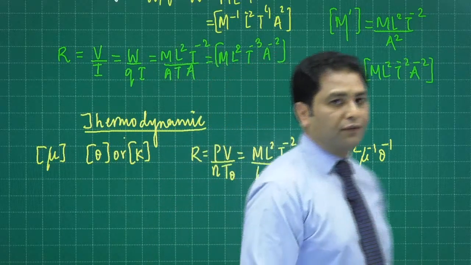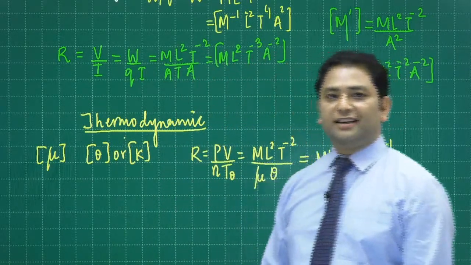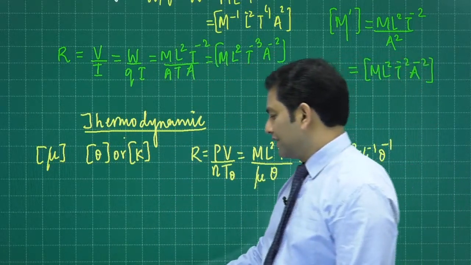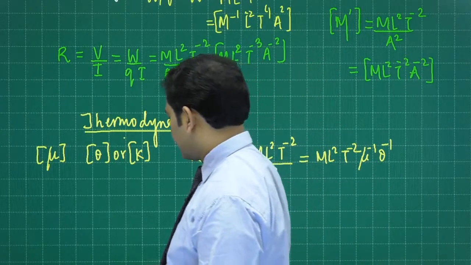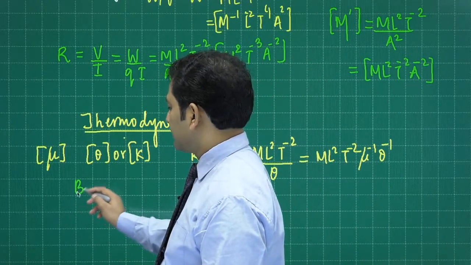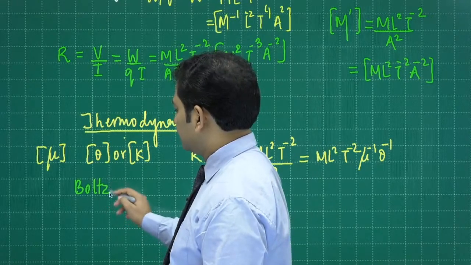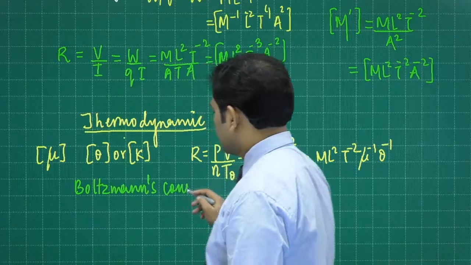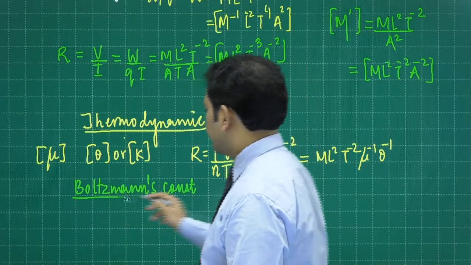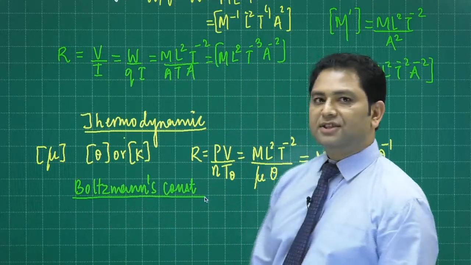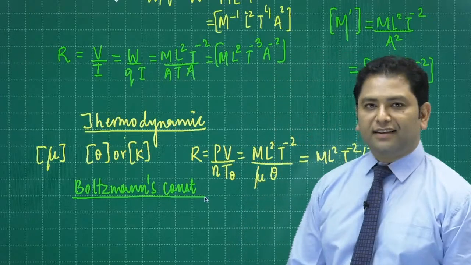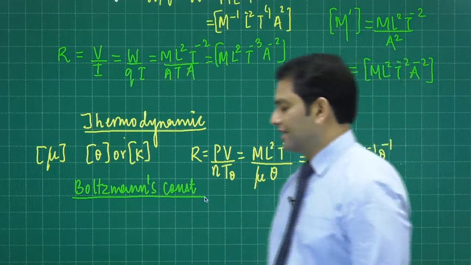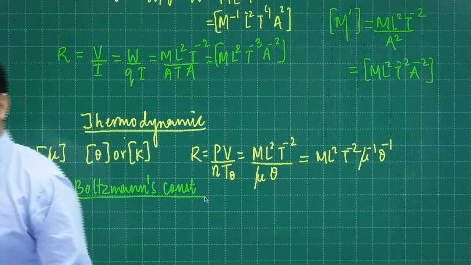And one more for a thermodynamic quantity. Just go for the calculation of Boltzmann's constant. Try out the Boltzmann's constant. So that means you need to search for an expression where Boltzmann's constant would be involved, and you need to find that. So try and find the dimension of Boltzmann's constant.